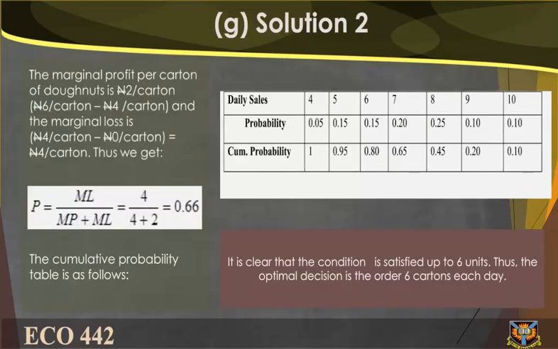G. Solution 2. The marginal profit per carton of donuts is 2 naira per carton, 6 naira per carton minus 4 naira per carton, and the marginal loss is 4 naira per carton minus 0 naira per carton, equals 4 naira per carton. Thus we get P equals ML over MP plus ML, equals 4 over 4 plus 2, equals 0.66. The cumulative probability table is as follows. It is clear that the condition is satisfied up to 6 units. Thus, the optimal decision is to order 6 cartons each day.